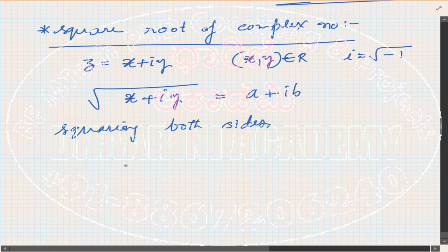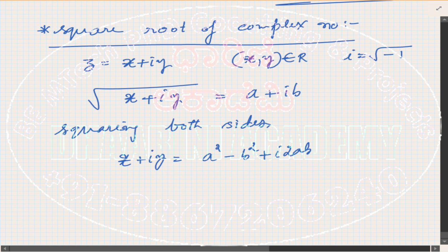So this is square root. When you square it, it just gets cancelled. So x plus iy is equal to, on the right side, a plus ib whole square, that is a square, plus i times b whole square is i square b square, but i square is -1, so minus b square, then 2 into a into b, so this is plus i into 2ab.